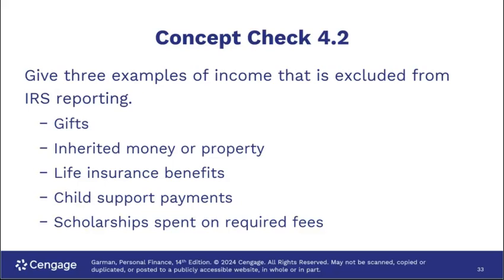So, concept check 4.2, examples of income excluded from IRS reporting: gifts, inherited money or property, life insurance benefits. I mentioned on this, if you have life insurance that you buy through your employer, and your premiums are deducted from your income, then that is taxable. But if you pay for life insurance with after-tax money, it's not. Also excluded: child support payments, scholarships spent on required fees.